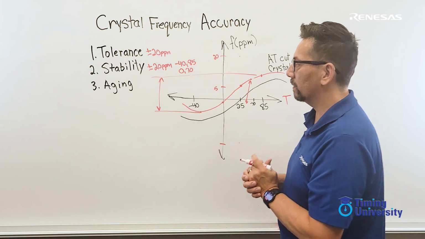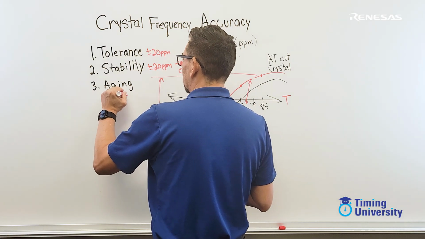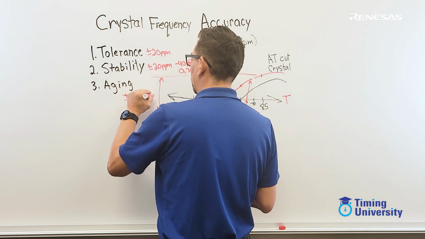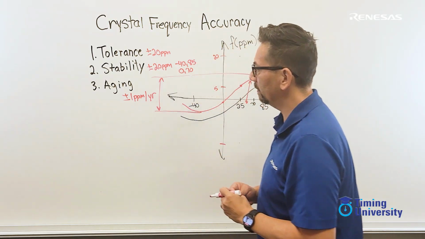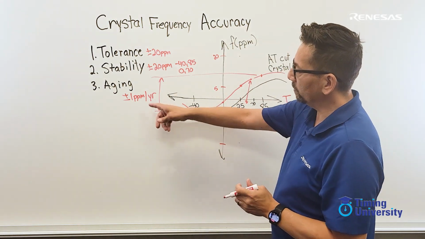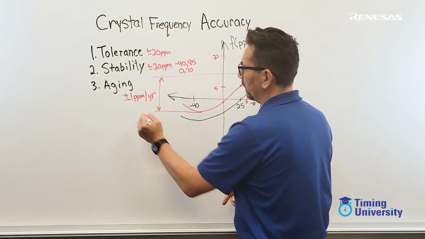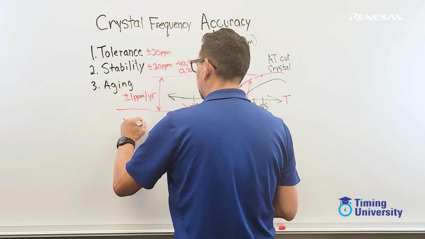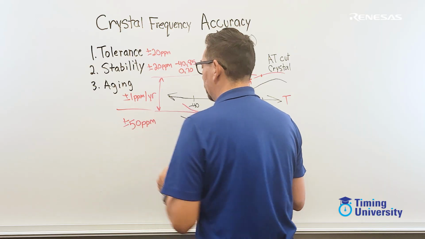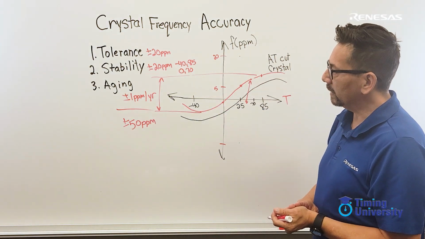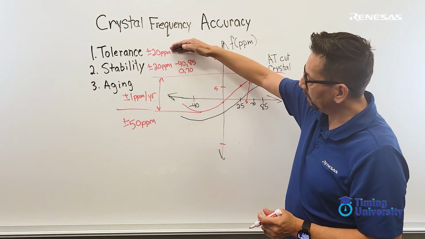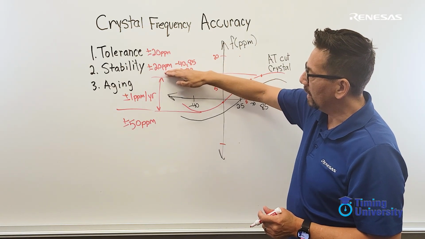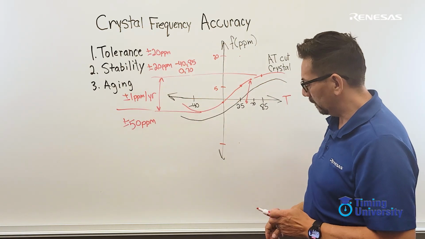Now the third factor is aging. So standard spec is plus or minus 1 ppm per year. And the standard timeline is 10 years. So this would be a 10 ppm offset. So we take a look at the sum of those. It's a total of 50 ppm variation, taking into account the initial calibration from the factory, changes in frequency due to temperature, and change due to aging.